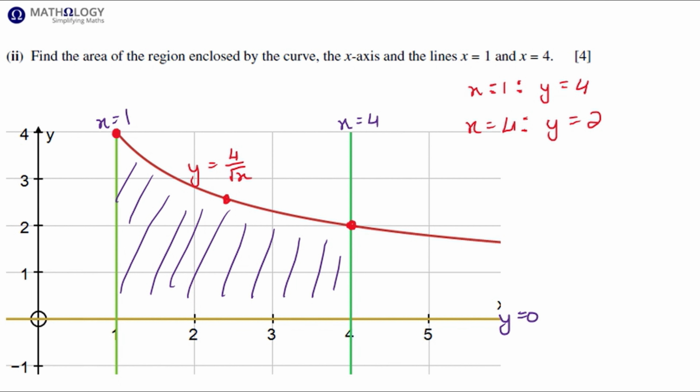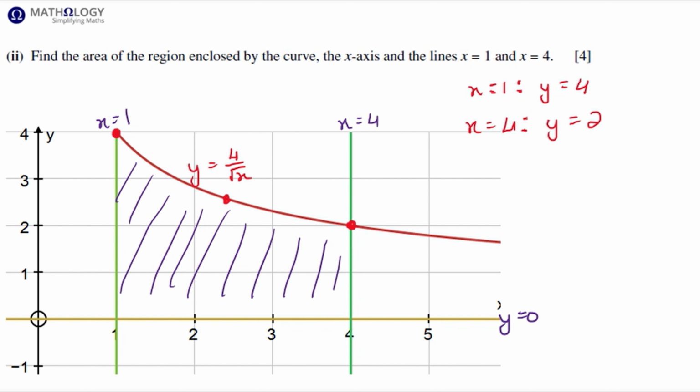So to find the area enclosed by these curves, we are going to be integrating between x equals 1 and x equals 4. Those are your two boundary lines. And the curves are y equals 4 over root x and y equals 0. Straight lines, you can't really call them curves, but you can refer to them as curves because that's what we deal with when we are integrating.